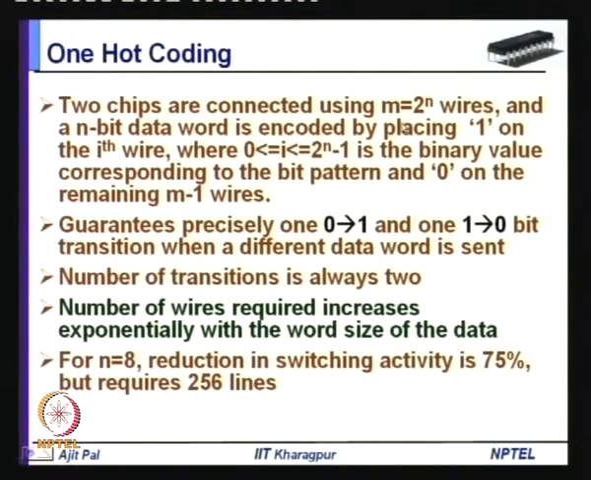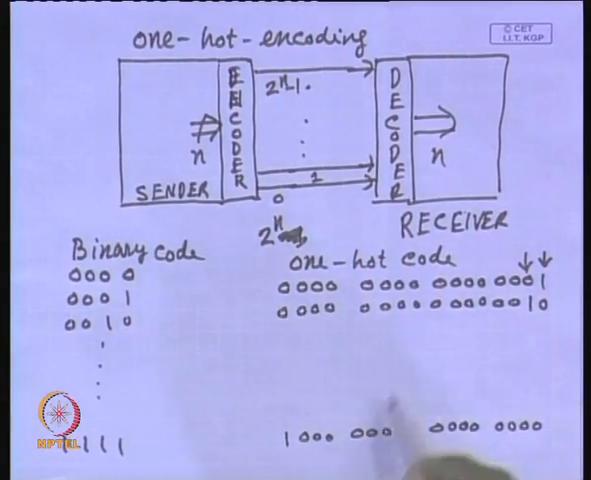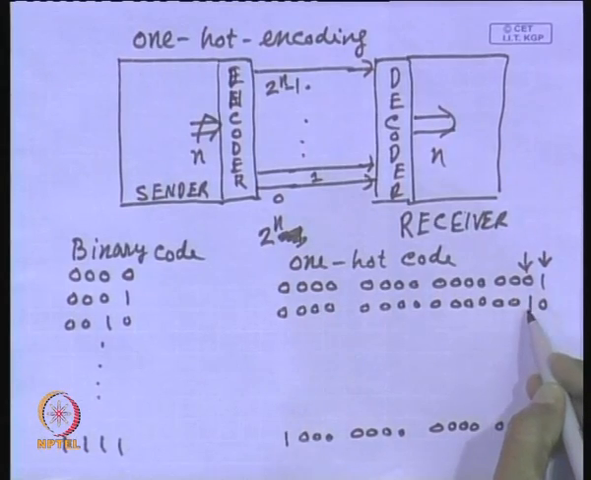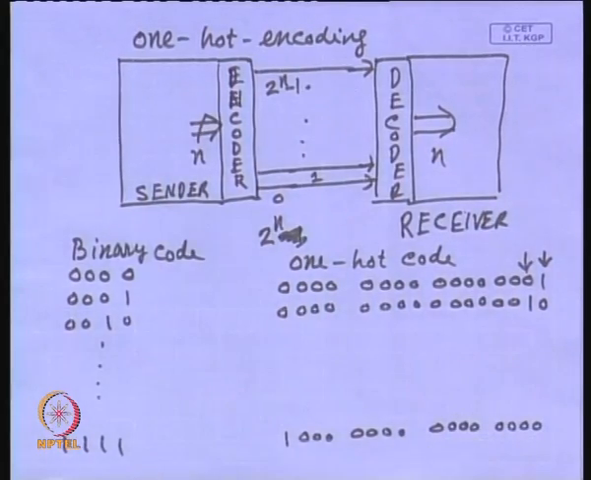That is the important characteristic of this one hot encoding, and as a consequence, two chips are connected using m equal to 2 to the power n wires. So, you will require 2 to the power n wires, and an n bit data word is encoded by placing 1 on the ith wire, where 0 is less than or equal to i less than 2 to the power n, i being the binary value corresponding to the bit pattern, and 0 on the remaining wires, as we have already illustrated. That means, one of the bits will be 1 and the remaining bits will be 0, and the value will be 1, then 2, the next one will be 4, 8 and so on.